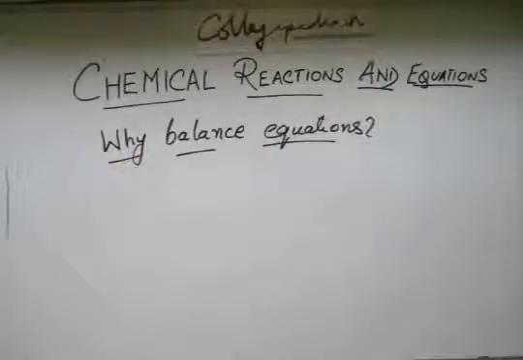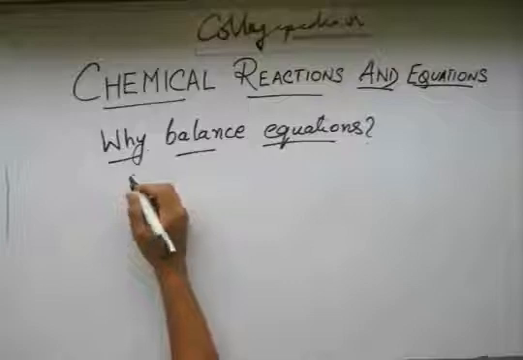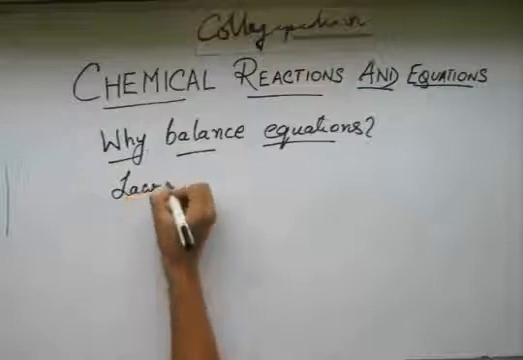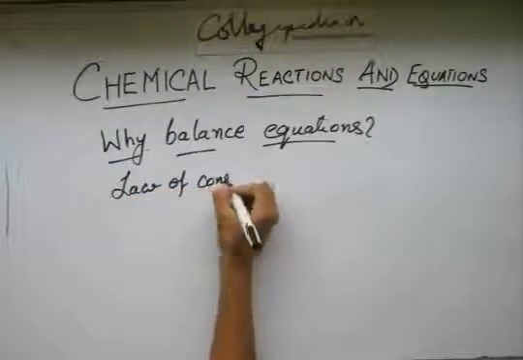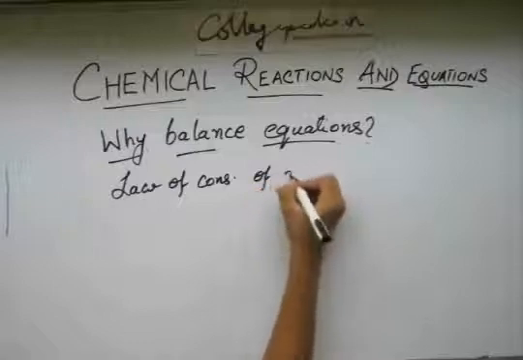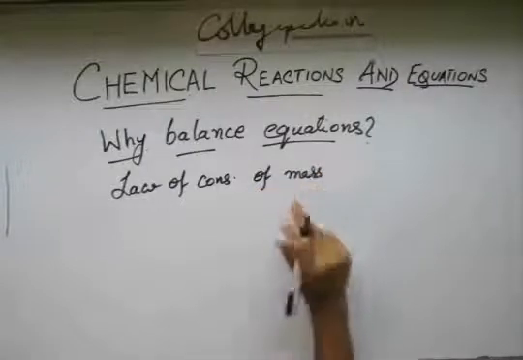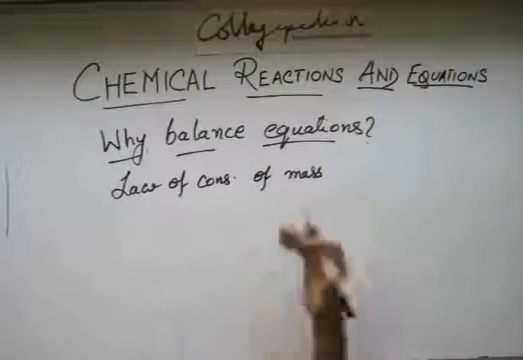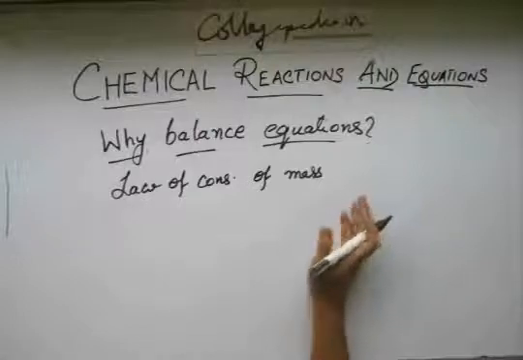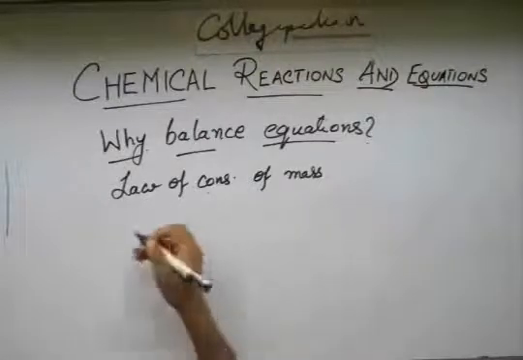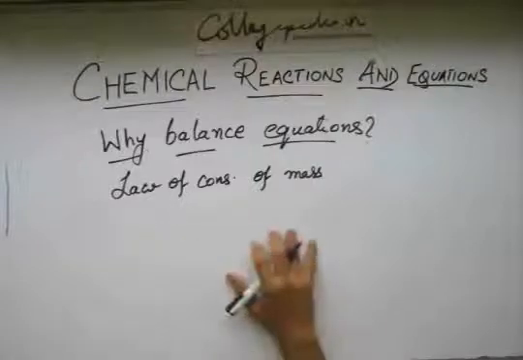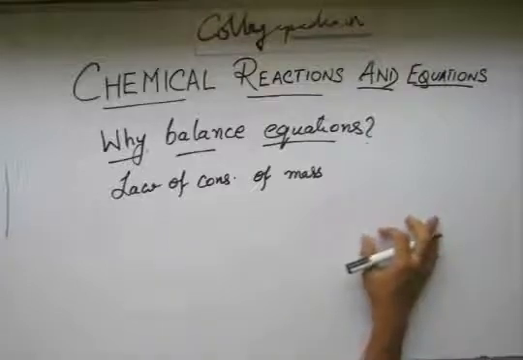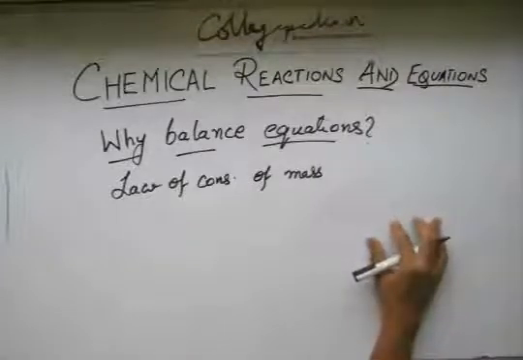The reason for this is that according to the law of conservation of mass, mass can neither be created nor be destroyed, and also atoms can neither be created nor destroyed. So if they cannot be created and they cannot be destroyed, then there should be no change in the number of atoms on the left hand side and the right hand side.